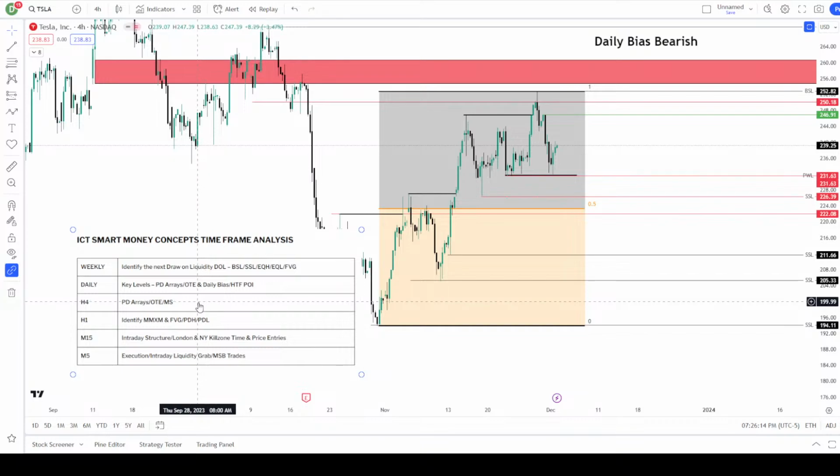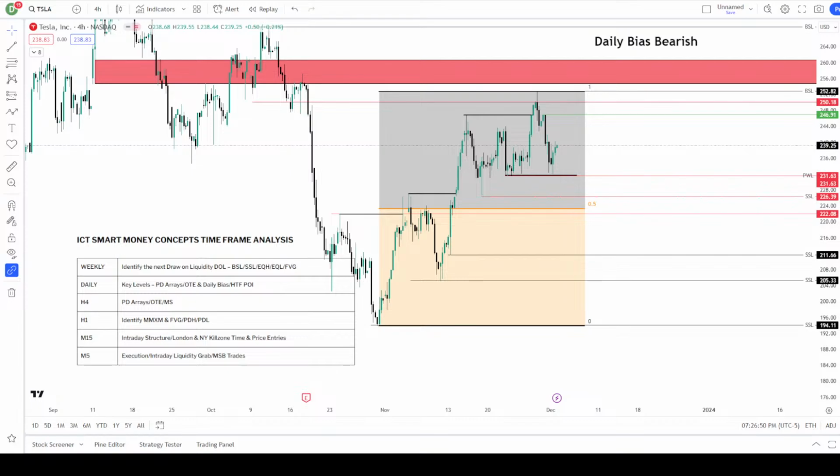Then we'll drop into the 1 hour. On a 1 hour time frame, we are identifying the market maker buy or sell model. We're also looking at fair value gaps, and previous day high, previous day low. Let me see if I can grab the market maker image real quick from the Discord, and then I will throw it in the chat for you guys. Let's see. Market maker model.